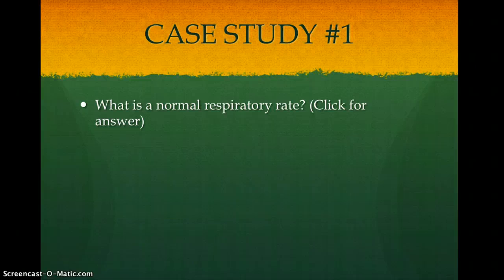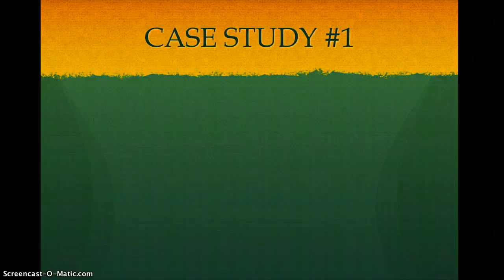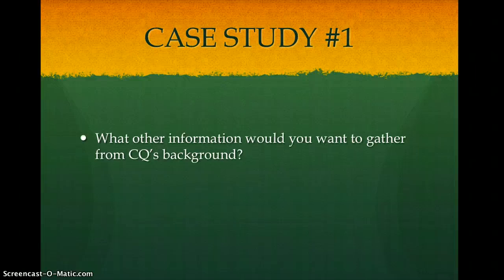All right, so let's start with the questions. What is a normal respiratory rate? And here's the answer. The answer is 12 to 18 respirations per minute in adults. Next question regarding this case study: what other information would you want to gather from CQ's background? Can you think of anything that you would ask her to clarify?